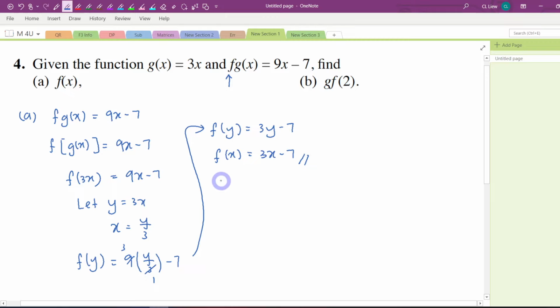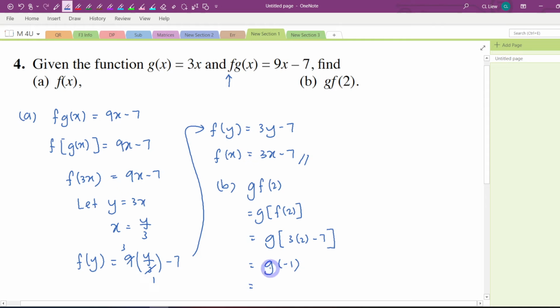Now, let's go to part B. We want to find g of f of 2. First, let us focus on f of 2 first. So now, let's look at the function that we got just now, which is f of x is equal to 3x minus 7. So f of 2 will be equal to 3 times 2 minus 7, right? Now 3 times 2, you will get 6. 6 minus 7 is equal to negative 1.